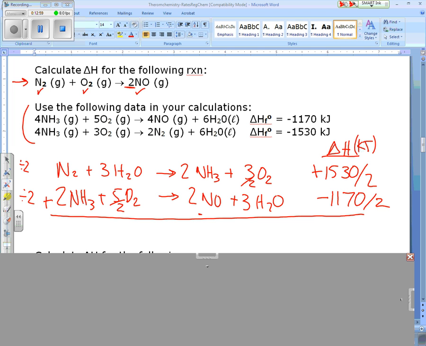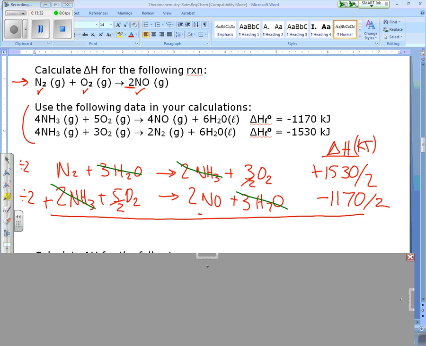Now what we're going to do is cancel things. If they're on opposite sides but are the same thing, they're going to cancel out, and it doesn't matter which equation they belong to. So what can I cancel out? 3H2O. What else? 2 ammonia. Good. All right, there's one more thing that doesn't cancel out completely. What is it? 3 halves. Okay, 3 halves and the 5 halves of oxygen.